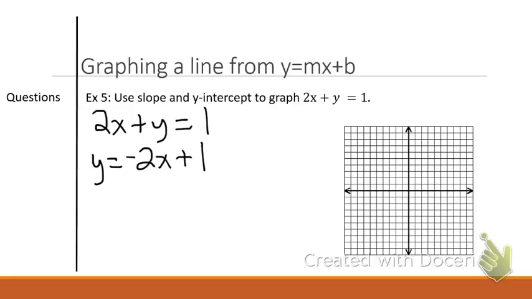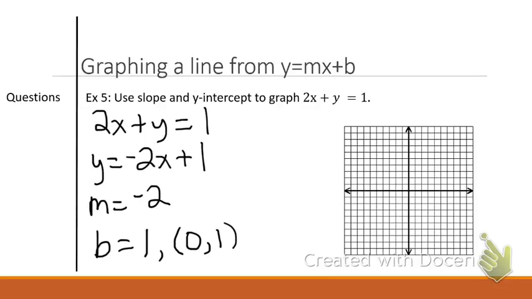Once you have y by itself, the next step is to identify your slope. Our slope here is the coefficient of the x term, which is -2. My y-intercept is going to be equal to 1, but remember, anytime it says graph, make sure you write its location. Its location is (0, 1).